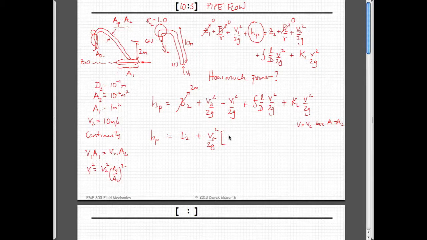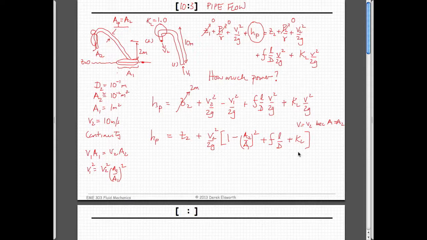And then we have 1 here minus whatever this term is here. It would be just a2 squared, a2 over a1 squared, all squared. We have this friction factor, which is going to be a loss. And we have a length over diameter. And we have a loss. So this is it. I think that's still okay.